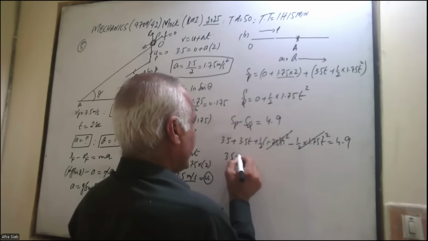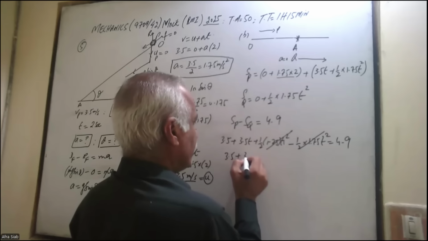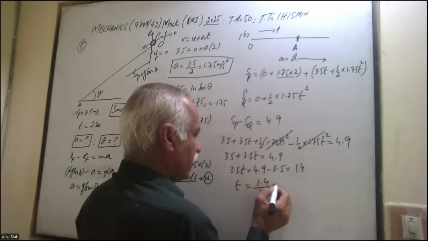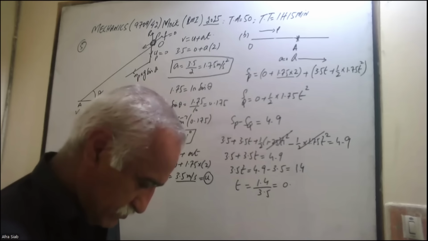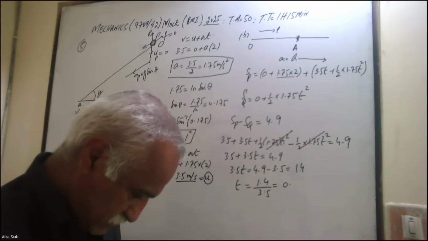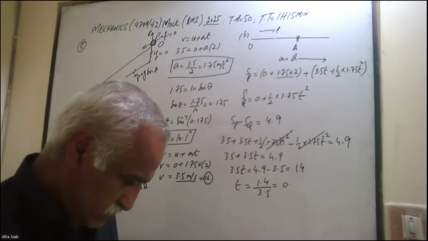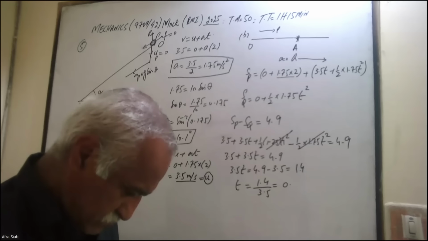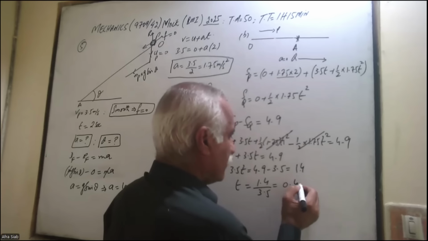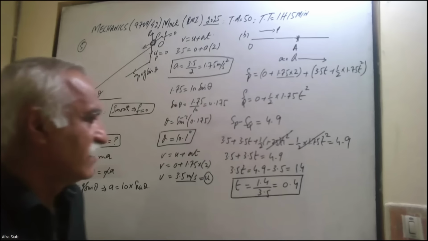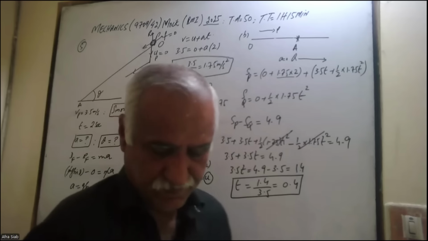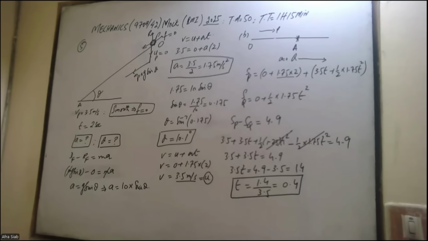So it should be left there 3.5 plus 3.5 t is equal to 4.9, or 3.5 t is equal to 4.9 minus 3.5, which is equal to 1.4, or t value is equal to 1.4 over 3.5, which is equal to 0.4. So after 0.4 seconds, we are going to have a distance between these two particles equal to 4.9. So we are going to start the next question, 6.